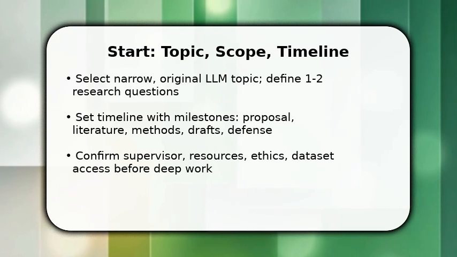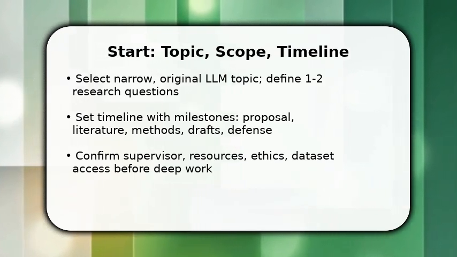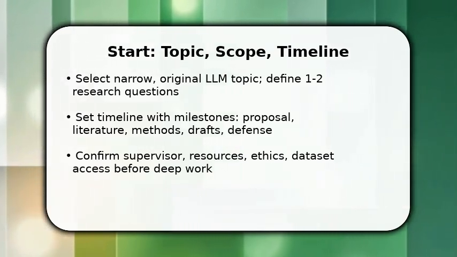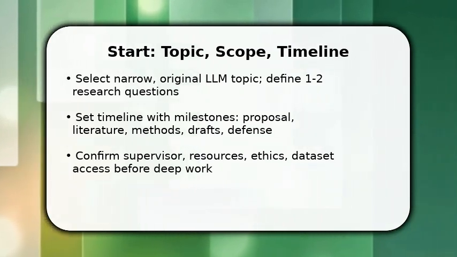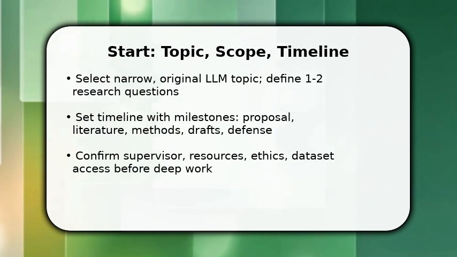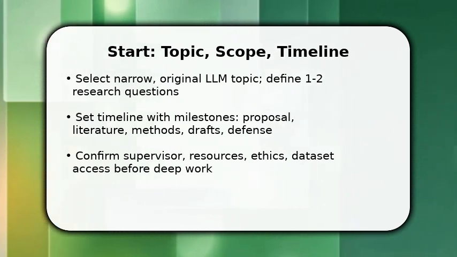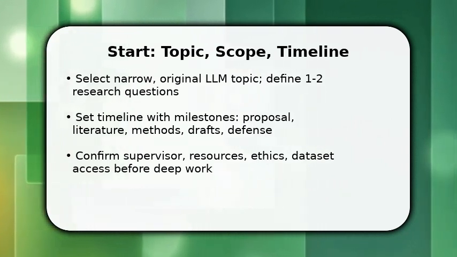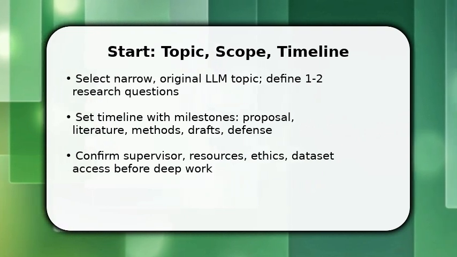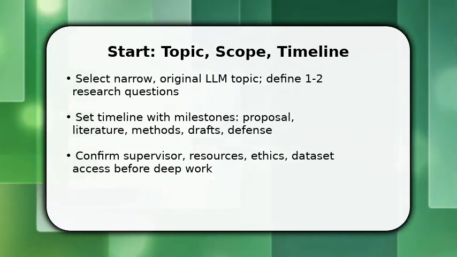You begin by locking a specific LLM research question and scoping it tightly. This prevents drifting later. Once chosen, draft a one-page proposal that states the problem, contribution, and 3 key objectives. Make sure to agree milestones and communication cadence with your supervisor. Set weekly check-ins. Simultaneously verify data, compute, and ethics approvals so you won't be blocked.